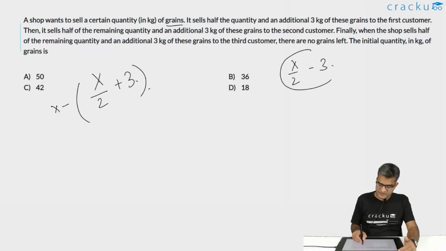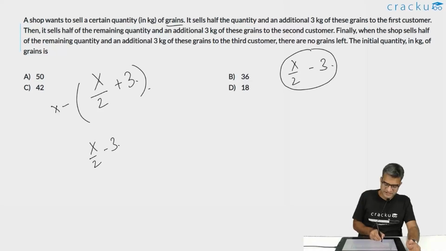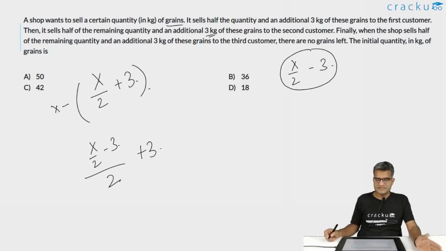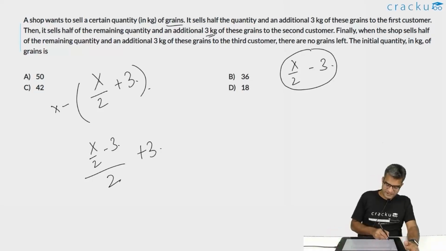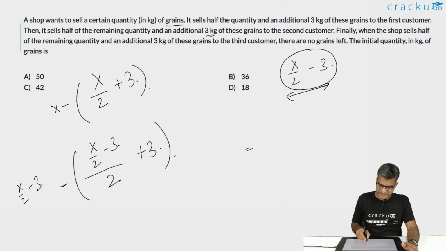Now this is the amount that is remaining. For the second customer, it again sells half of the remaining quantity. So it sells (x by 2 minus 3, which is the remaining amount) divided by 2, and it gives an additional 3 kgs, so plus 3. This is the amount that is sold to the second customer. So the amount that is remaining will be whatever was remaining originally minus this. So this is x by 2 minus 3 minus this, which will basically come to x by 2 minus 3 divided by 2 minus 3. This is the amount that is remaining.